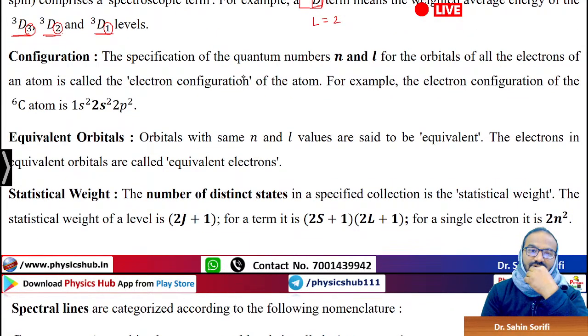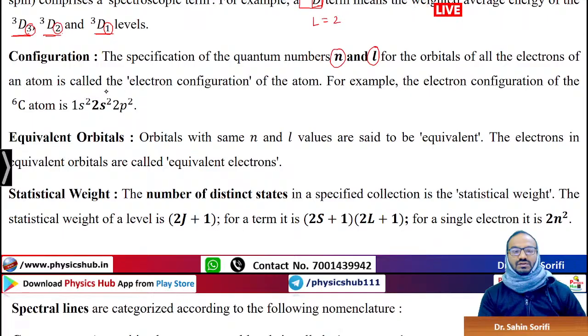What is configuration? The specification of quantum numbers N and L. So you must have heard about the term electron configuration. So what is that configuration? While writing the configuration, we specify the quantum numbers N and L for the orbitals of all the electrons of an atom, called the electron configuration of the atom. For example, if you consider the carbon atom, 1s2, 2s2, 2p2. So here we are specifying the N value and this will give you the L value.